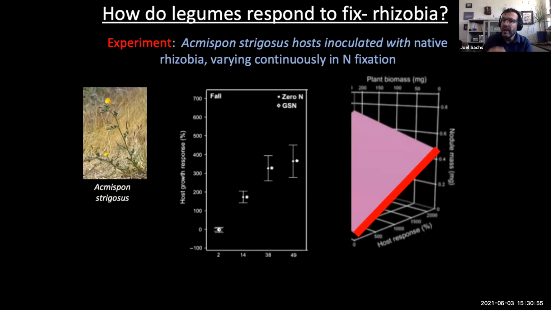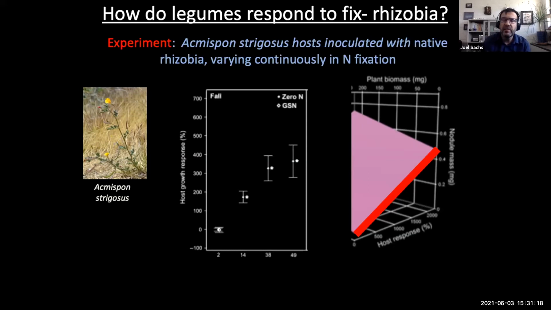When we look at the relative growth effect of each strain on a host by comparing an inoculated host versus a control host that received no inoculation, the growth that the host experienced from those rhizobia translated directly into the individual nodule size produced on those hosts. So hosts are rewarding the rhizobia in a proportional way.